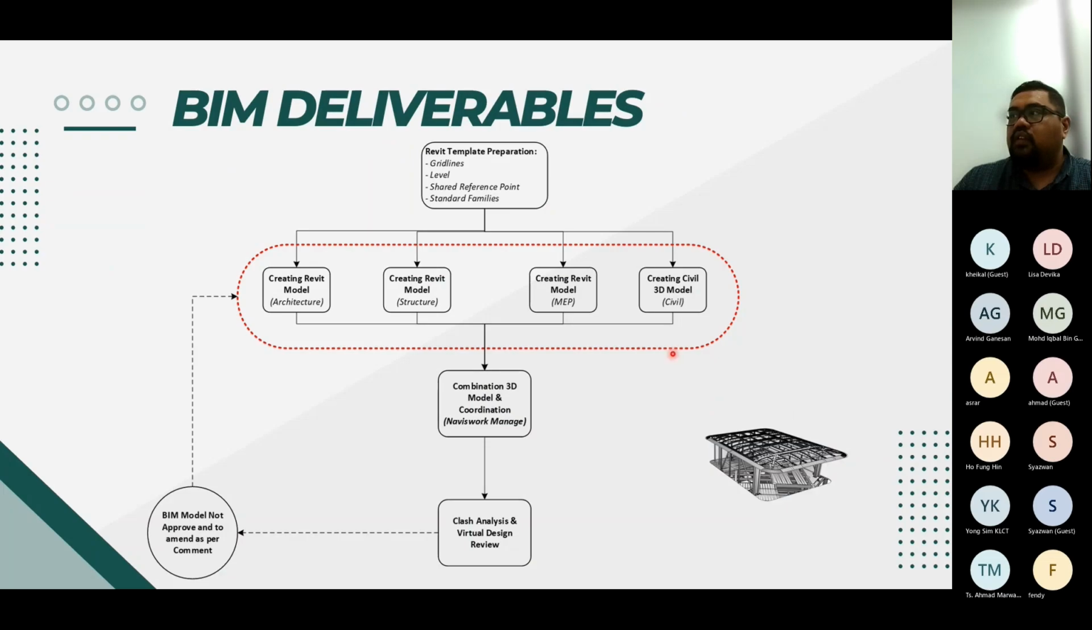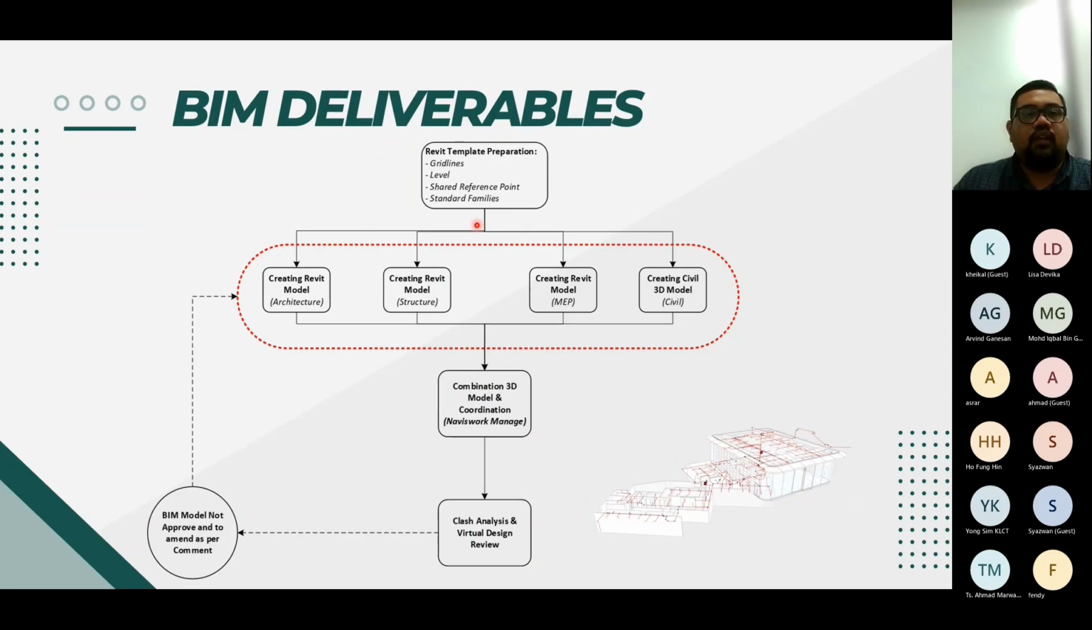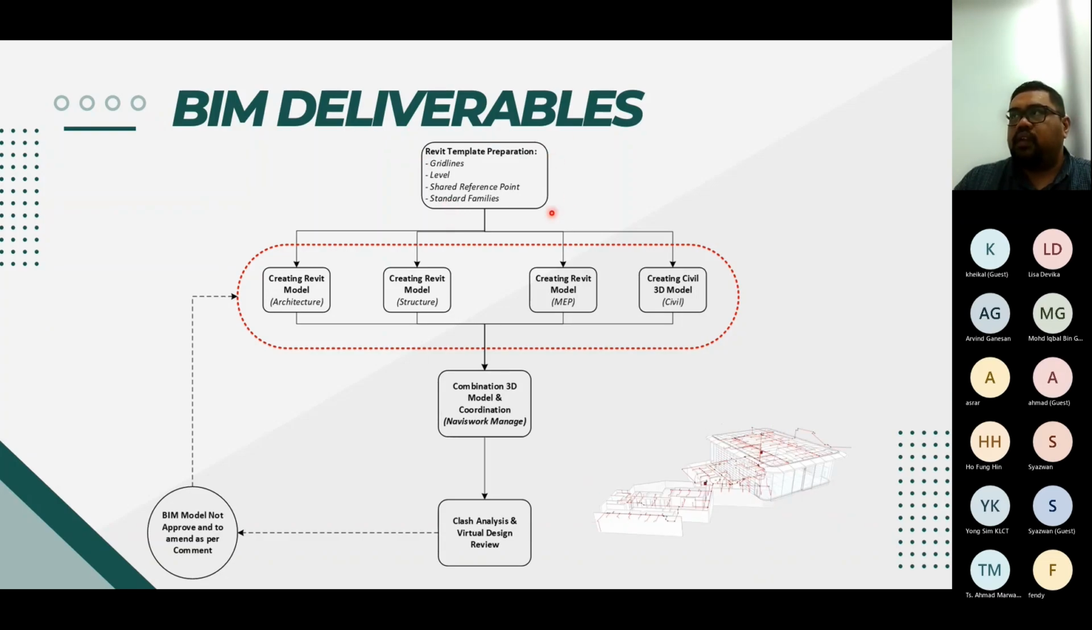This one is the standard of the deliverable, showing how the BIM process takes part. Number one, I will give a sample where the project is using Revit. We will create the template preparation, which means the grid lines, levels, shared reference points, and standard families that we need to incorporate. Who prepares this? The BIM coordinator will prepare the template.